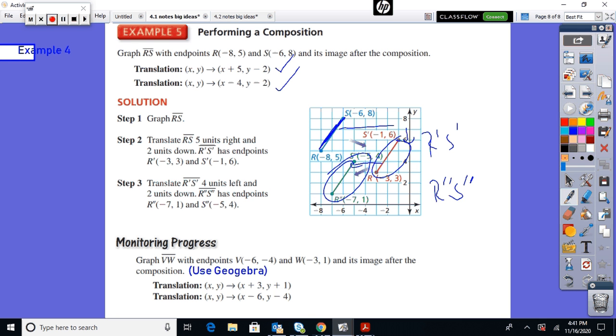All right, on this last monitoring progress, you don't have to use GeoGebra. We can just apply it. So go ahead and pause the video and see what you get. All right, and back again. So V double prime, let's see what we got.